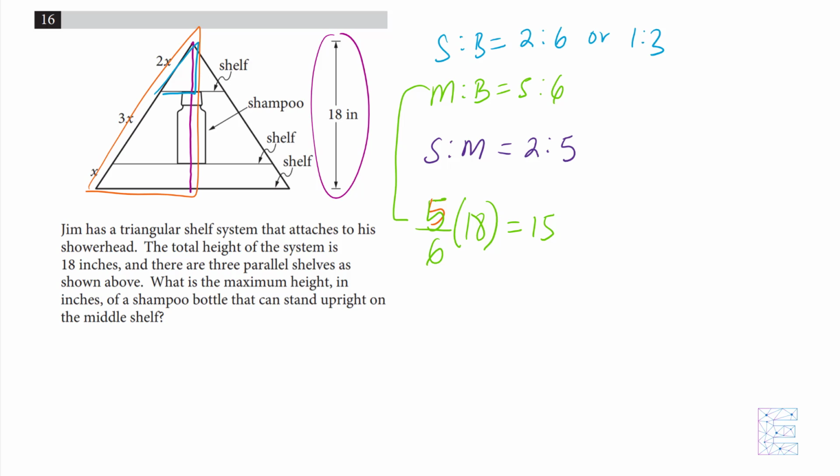And then the smallest to the largest is 1/3. So what's 1/3 of 18? Happens to be 6. So you notice the difference between the largest and the smallest is what we need, the middle part right here. So we simply subtract these two, and 15 take away 6 is 9, so the maximum height would be 9. This is a really funky question.